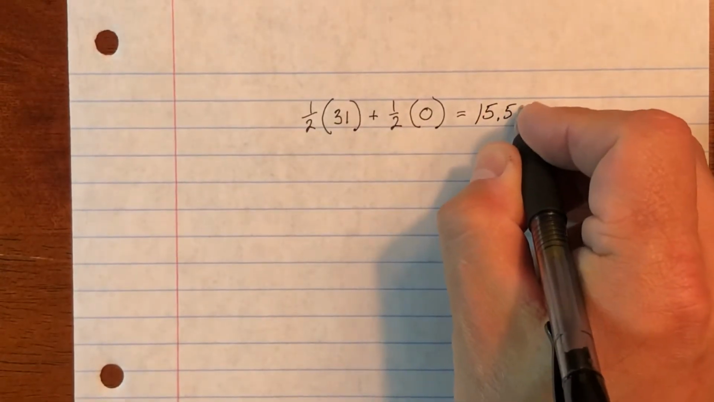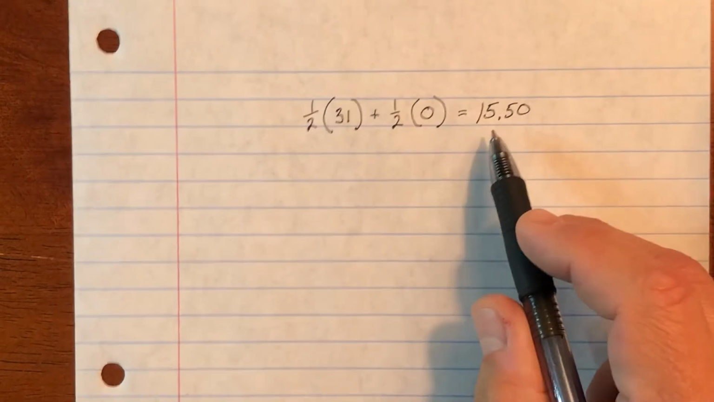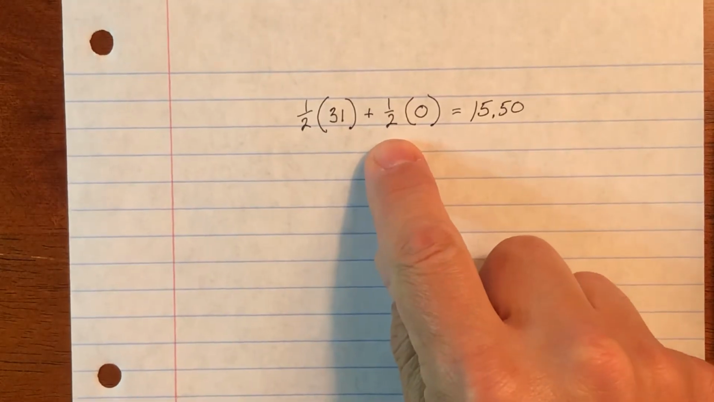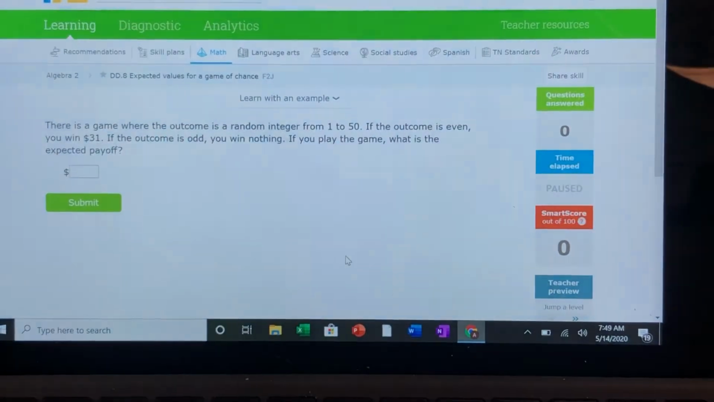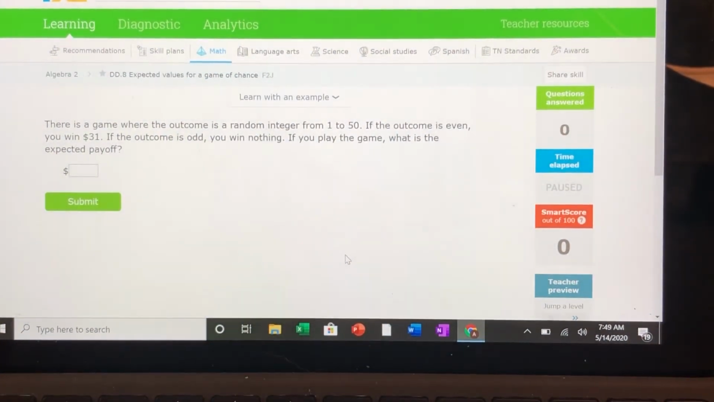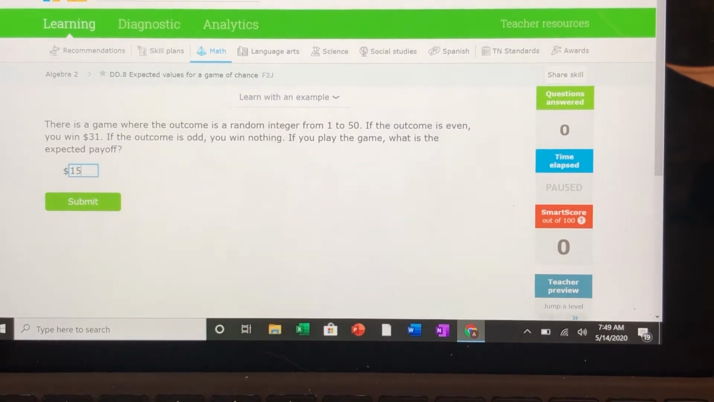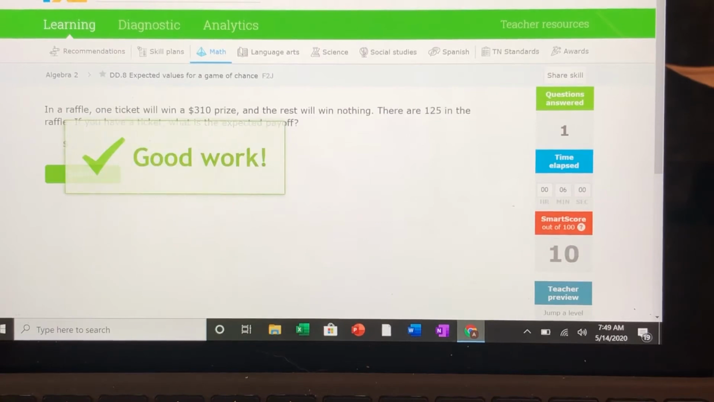And when you type this in on IXL, make sure you type in 15.50, not just 15.5, or it'll say it's wrong. Notice I didn't type in plus a half times 0 because we know that doesn't add anything to the problem. So $15.50 is the expected value.